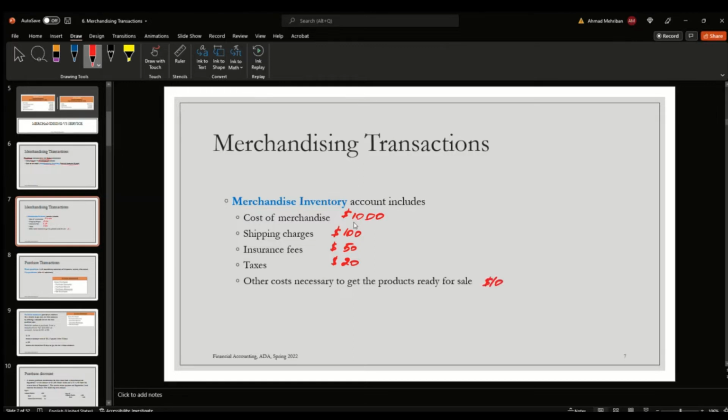So eventually, when we have our merchandise inventory account, it will include not just this price. It's going to include all of this combined. So it's going to be 1,000 plus 100, 1,070, 1,080, $1,180. Yeah, so this is what's going to be on our account balance. So it's not just the price for the item.